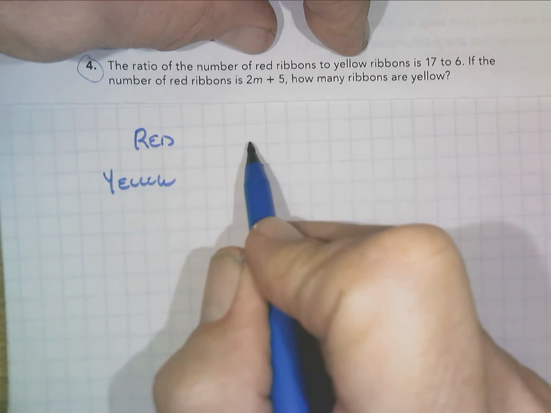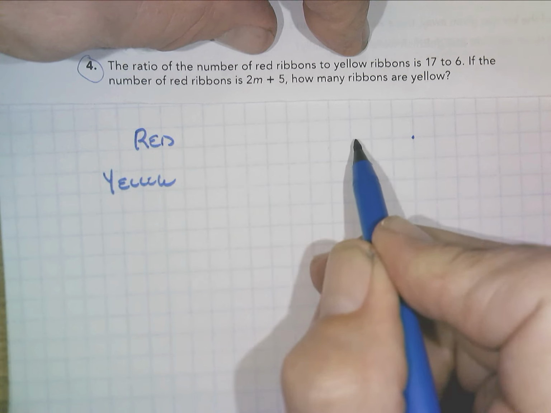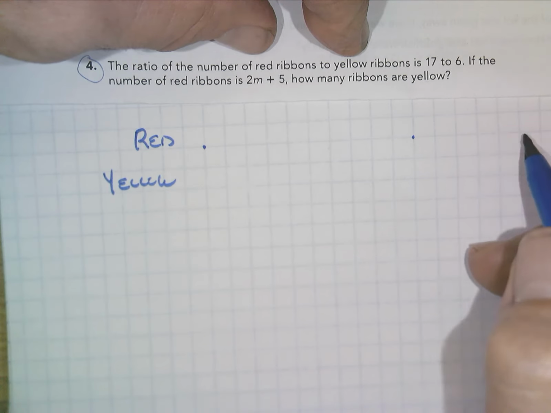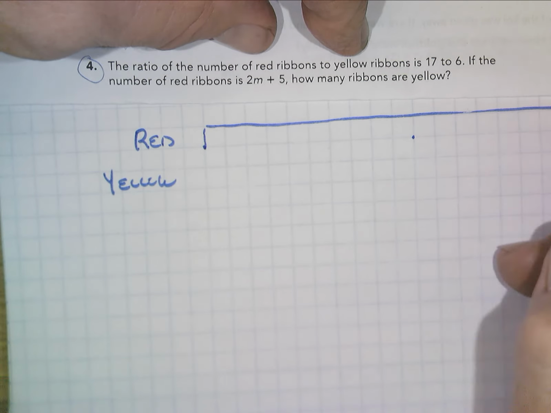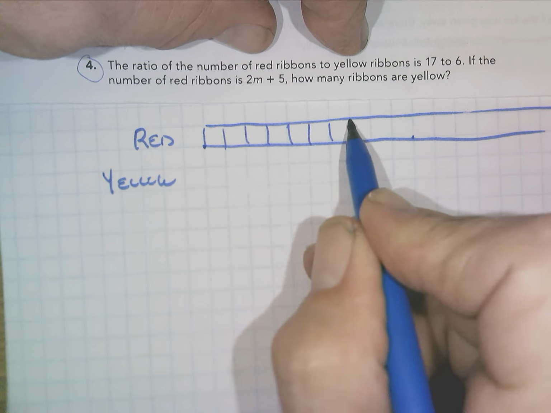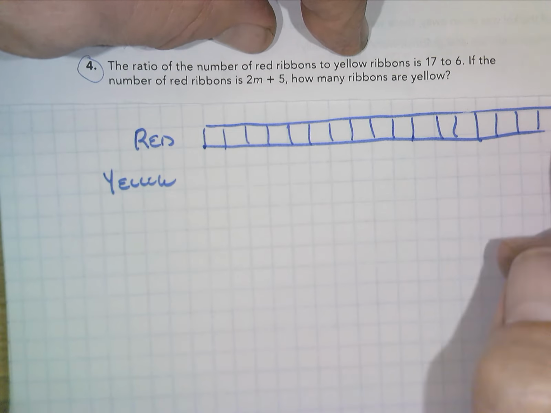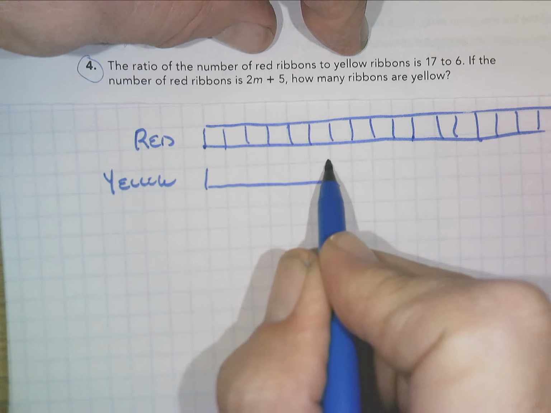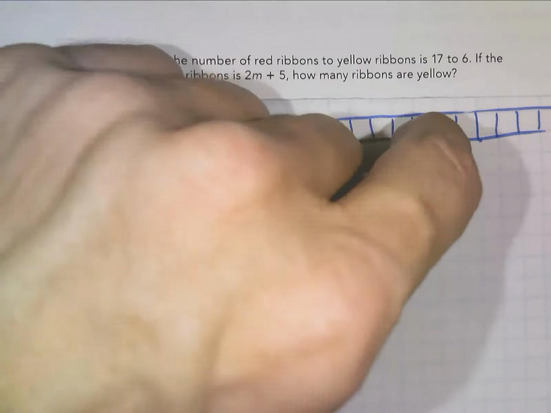So 1, 2, 3, 4, 5, 6, 7, 8, 9, 10. 1, 2, 3, 4, 5, 6, 7, 8, 9, 10, 11, 12, 13, 14, 15, 16, 17. So what we're going to do is go 17 here, and I'll mark those. We're going to depict the ratio of 17 to 6 by drawing these ribbons. So there's 17 boxes in that ribbon, and there's going to be 6 boxes in this ribbon. And each box is the same size. That's how we form the ratio, 17 to 6.